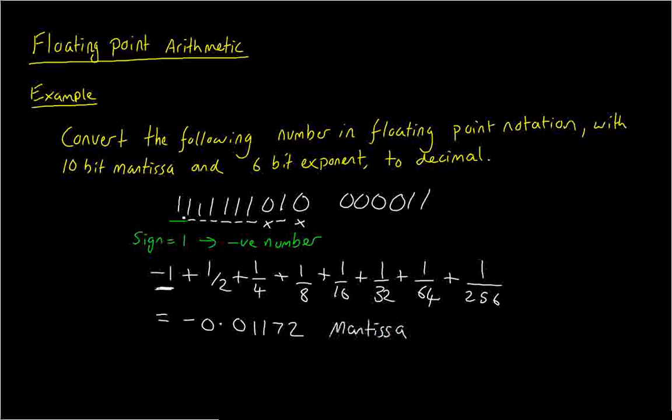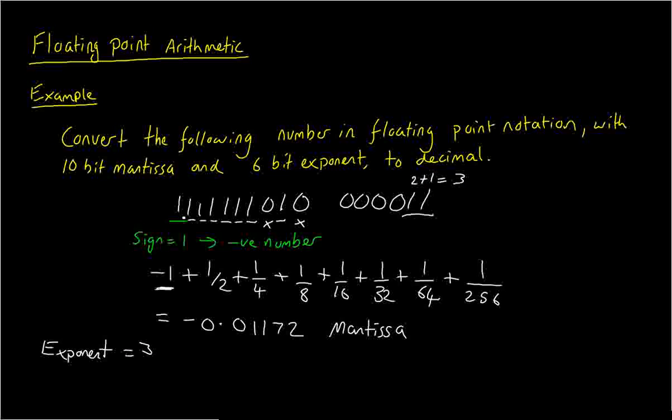Let's look at the exponent now. The exponent, again, has 6 bits. What does it equal? Well, there's only 2 ones here, and we know that this weighting is 1, and this weighting here is 2, and 2 add 1 equals 3. So the exponent value is 3.